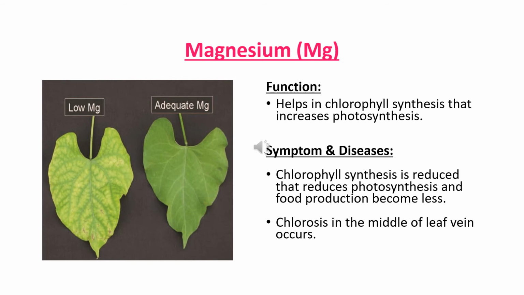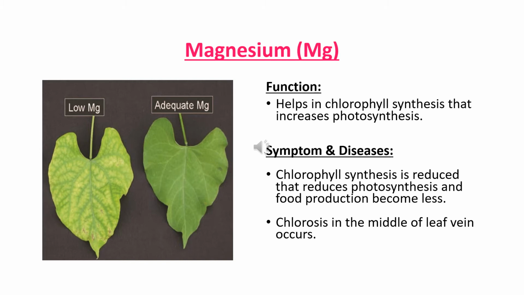Another important macronutrient is magnesium. What is the function of magnesium? One of the most important functions of magnesium is to synthesize chlorophyll, and that also increases photosynthesis. If the amount of magnesium is less, what symptoms can be seen in the leaves or plants? Look here, chlorophyll synthesis is reduced, that reduces photosynthesis and fruit production becomes less, and chlorosis in the middle of the leaf veins occurs. Now look at the picture.